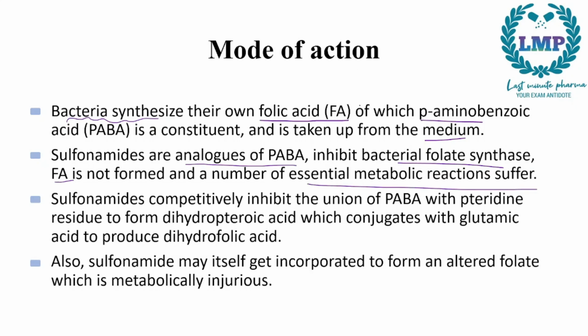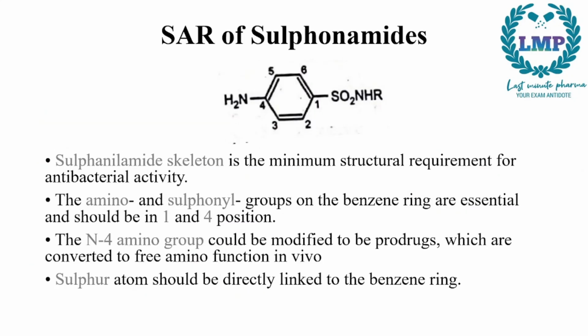Now what are these metabolic reactions which will suffer? It is the production of purines and then nucleic acids which will suffer. Now sulfonamides competitively inhibit the union of PABA with pteridine residue to form dihydropteroic acid. So as we said earlier, PABA will unite with pteridine residue to form dihydropteroic acid. Now this dihydropteroic acid will conjugate with glutamic acid to produce dihydrofolic acid. Now also sulfonamide may itself get incorporated to form an altered folate which is metabolically injurious. So these are all the modes of action of sulfonamides.